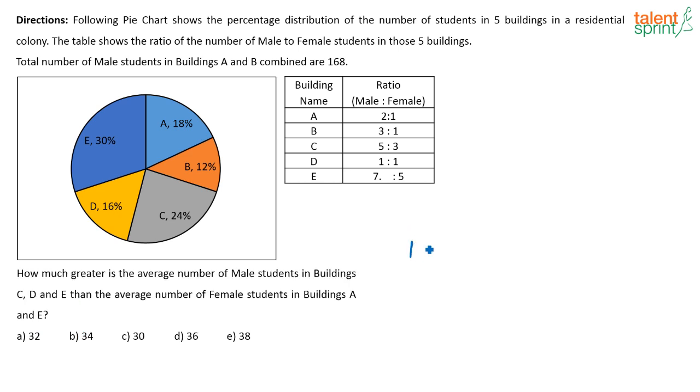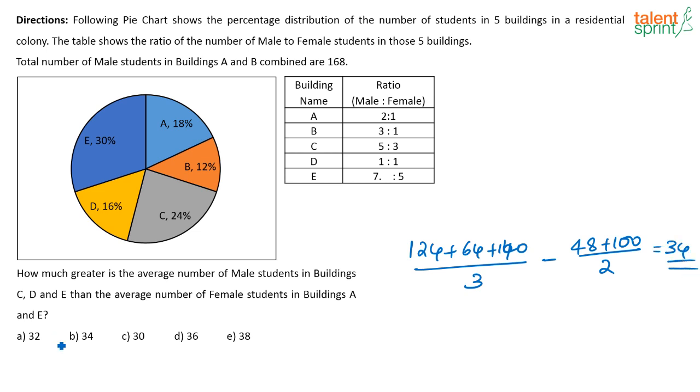So you have to do 124 plus 64 plus 140 divided by 3, minus female in A and E, that is 48 plus 100 divided by 2, the average of that. Basically this is what you have to find out, and this is the answer you are looking for. When you solve this, you get the answer as 34. So the answer is option B, 34.